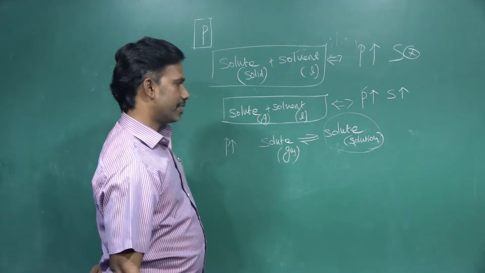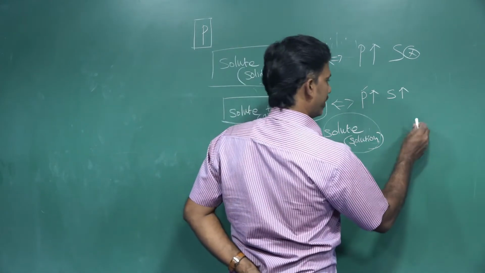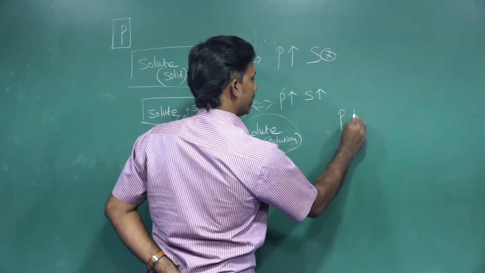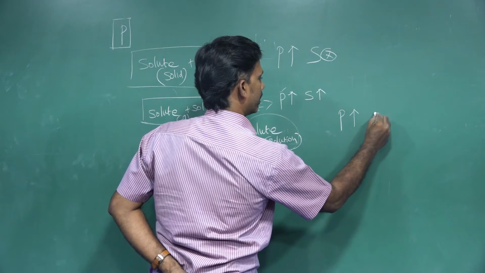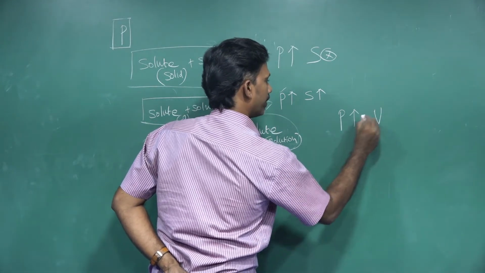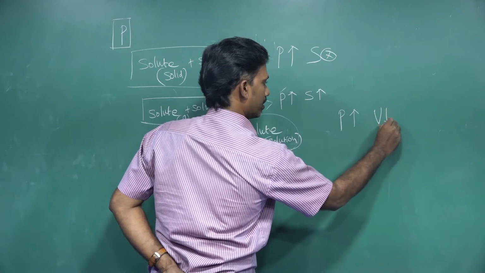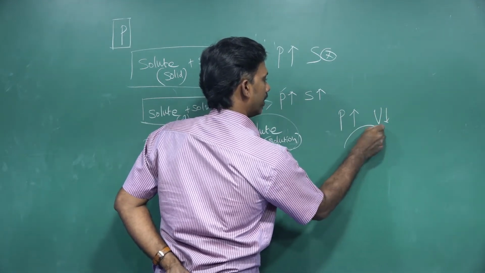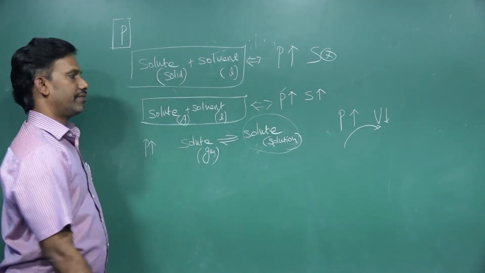In equilibrium, we have studied Le-Chatelier's principle. According to the pressure effect, whenever pressure increases, the equilibrium tends towards the side where the volume is less. When pressure increases, volume decreases. The equilibrium tends to the side where the number of moles is very less.